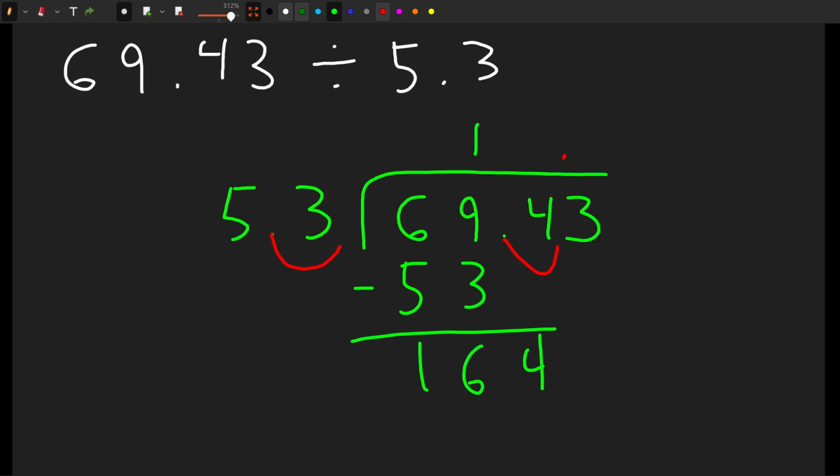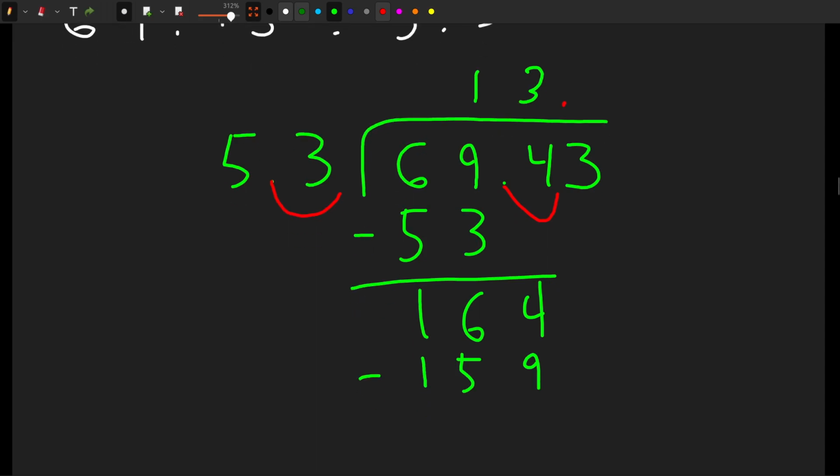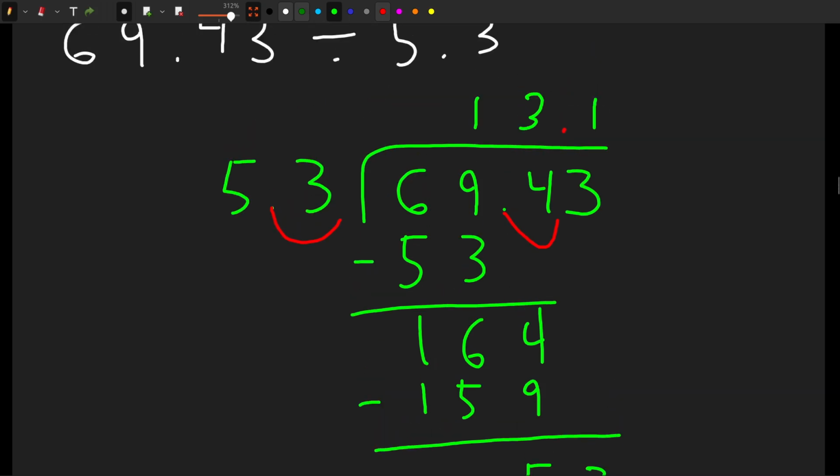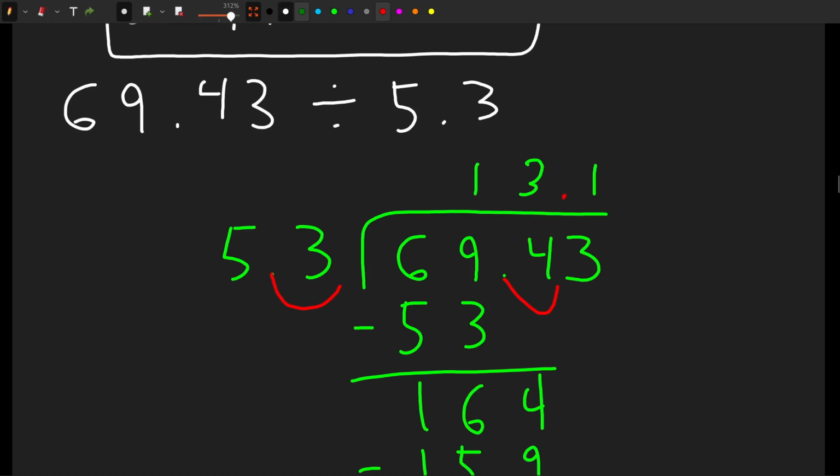53 times 3 will be 159, I believe. So I'm going to multiply. I'm going to say that this goes in 3 times. This is 159. And subtracting this out, 164 minus 159 is 5. Bring down the 3. Wow, it's almost like I planned this. 53 goes into 53 once, and I'm not going to show the rest of that. I'm pretty sure you guys know that 53 minus 53 is 0. And so then in this case, my answer is 13.1.